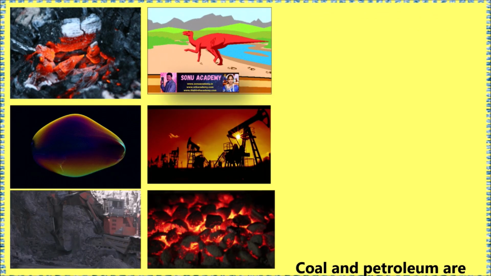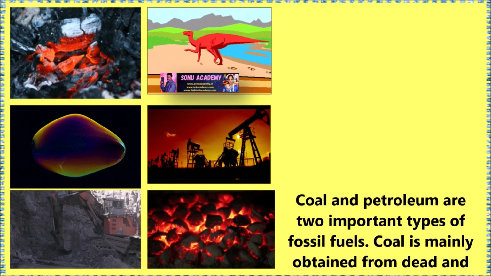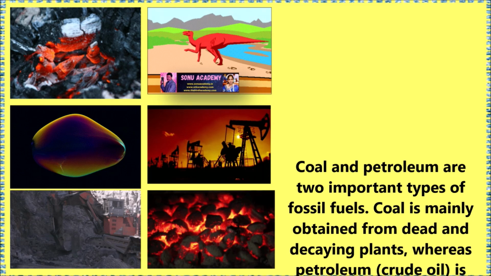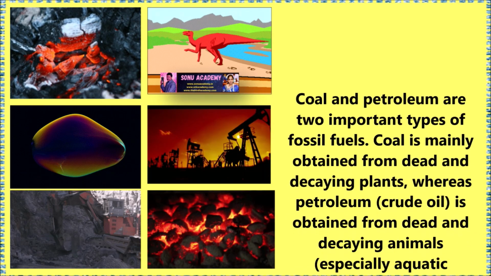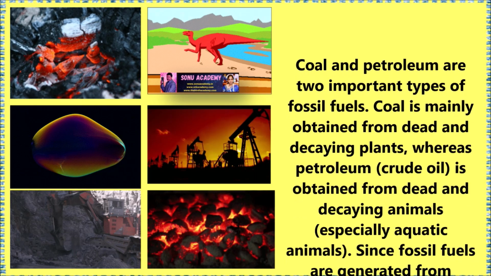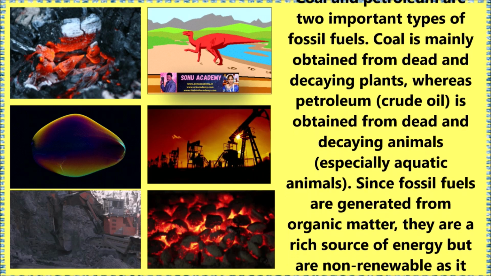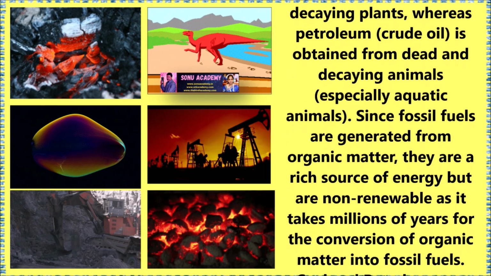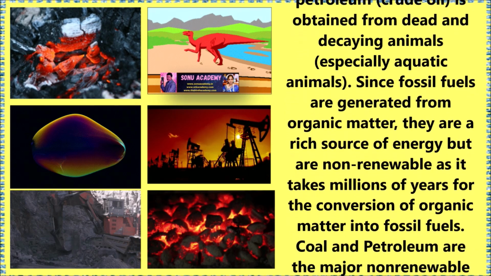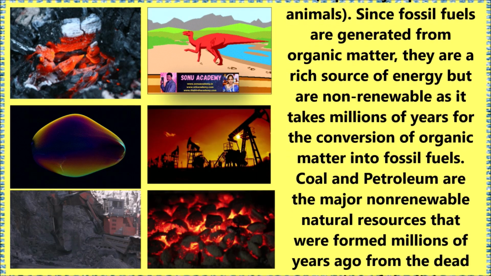Children, now let us discuss coal and petroleum. Coal and petroleum are two important types of fossil fuels. Coal is mainly obtained from dead and decaying plants, whereas petroleum crude oil is obtained from dead and decaying animals, especially aquatic animals. Since fossil fuels are generated from organic matter, they are a rich source of energy but are non-renewable as it takes millions of years for the conversion of organic matter into fossil fuels.